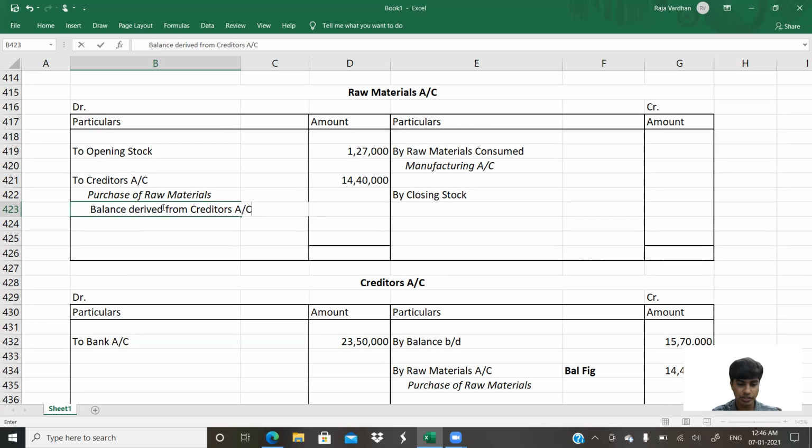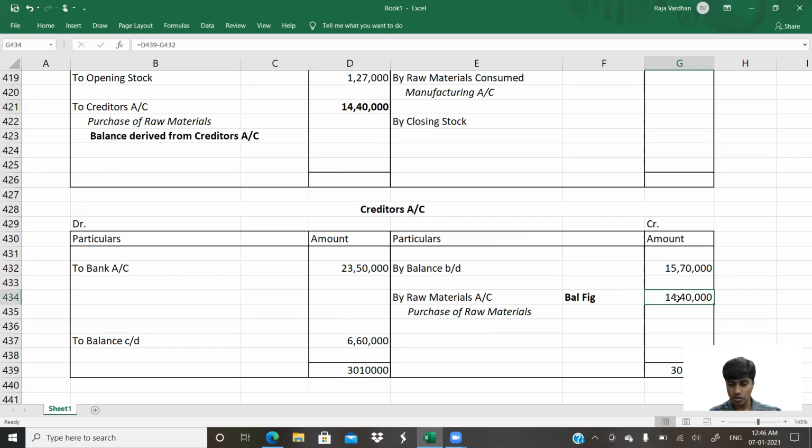Balance derived from creditors account. I didn't find it here. I first found it in the creditors account and from there I posted it here. You get that? So this is what we have found. This is not what they gave.